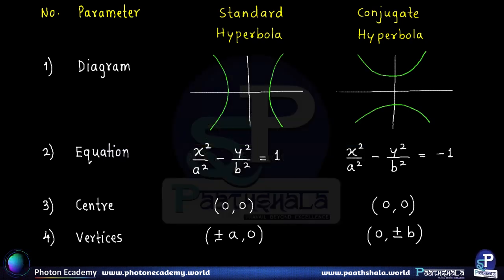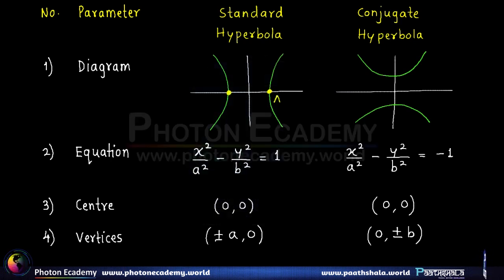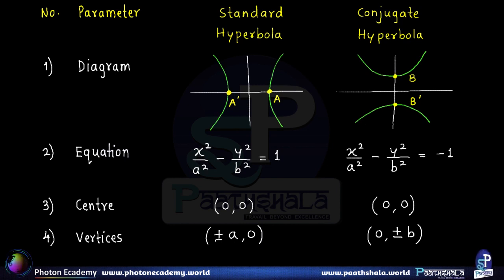The center for both the types of hyperbola is same, that is the origin, and which is same as the ellipse also. Then the vertices of both are also same. So the vertices are basically as shown here, the 2 points where the hyperbola cuts the transverse axis, and here we can nominate them as B and B dash. So these are the vertices which are at plus or minus a comma 0 for standard and 0 comma plus or minus b for the conjugate.